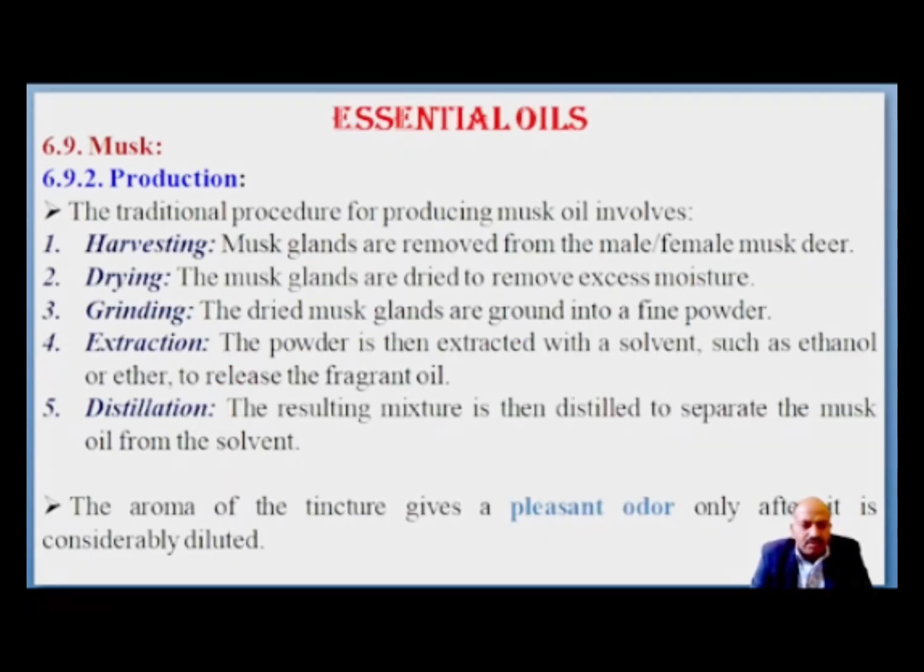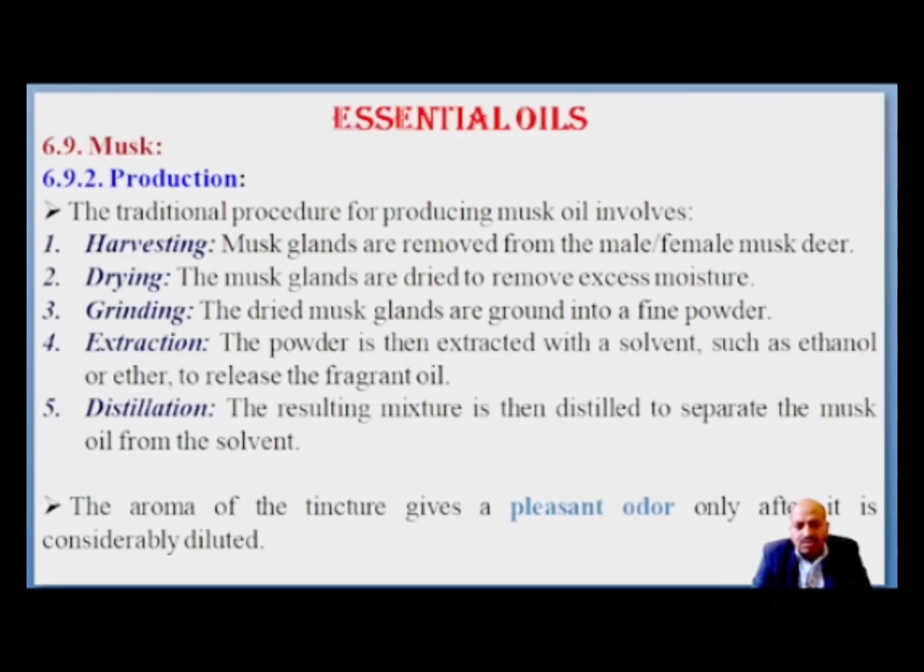Production of musk oil. The musk oil can be produced by means of various methods: harvesting, drying, grinding, extraction, and distillation. First of all, the musk glands must be removed from the male or female deer. That is called harvesting. Then the drying should be done. The glands that are removed must be dried to remove the excess amount of moisture. And the grinding should be involved. The dried musk glands are ground into a fine powder so that they can be subjected to the extraction process.